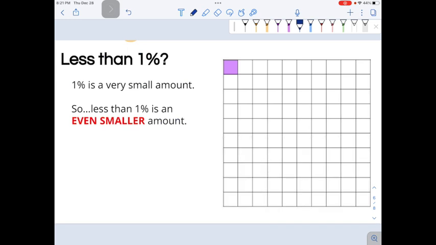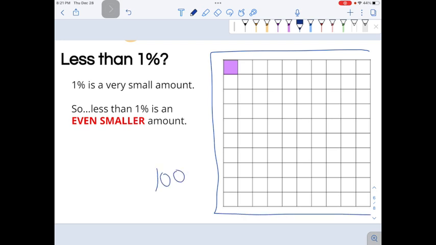What about percents that are less than 1%? Well, 1% is a very small amount. Here is 1% of this entire rectangle. There are 100 little squares. Out of the 100, I've just colored in 1, just that teeny tiny bit. 1% is a very small amount. So if we're talking about less than 1%, we're talking about an even smaller amount than that purple part.